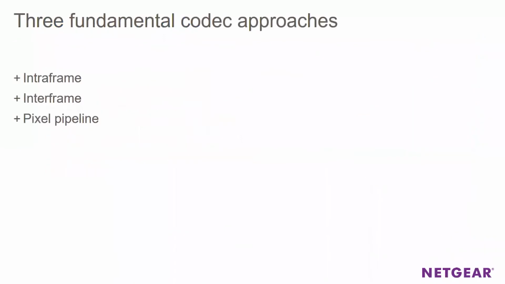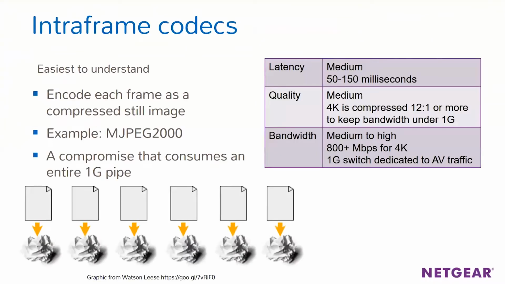For your information, and believe me, it's very high level, but in order to understand how latency behaves and what the typical solutions on the market today for AV over IP are, you need to have this quick overview of those families of codecs: intraframe, interframe, and pixel pipeline. What's that? Well, first, intraframe codecs are a very popular family of software encoder and decoder technologies.